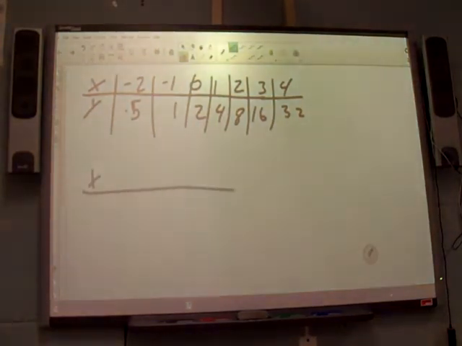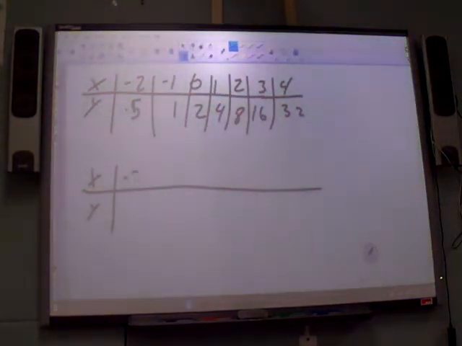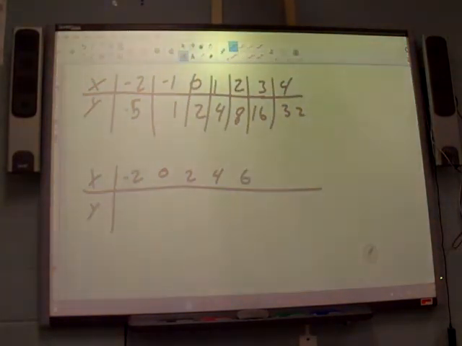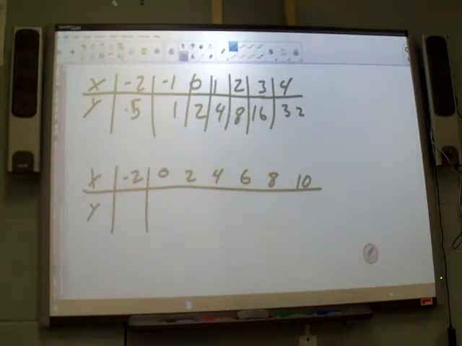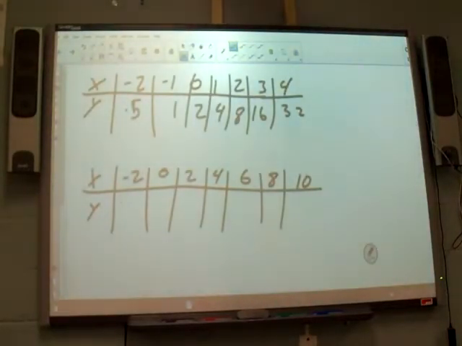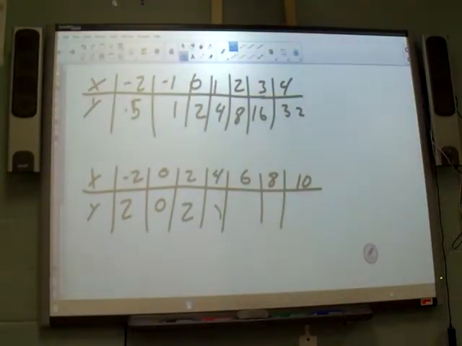I'll go ahead and write the other one up here while I'm in the business of writing tables. X's on table 2 go -2, 0, they count by 2's: 6, 8, 10. And then my Y's on this one, 2, 0, 2, 8, 18.